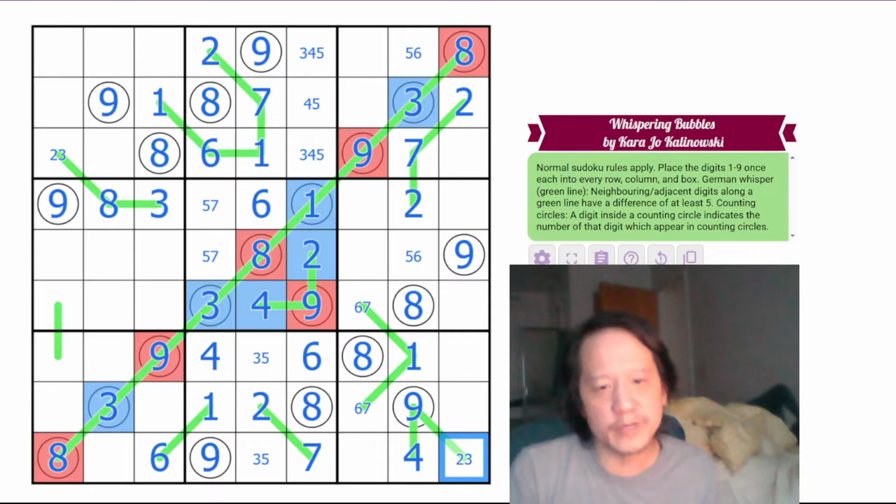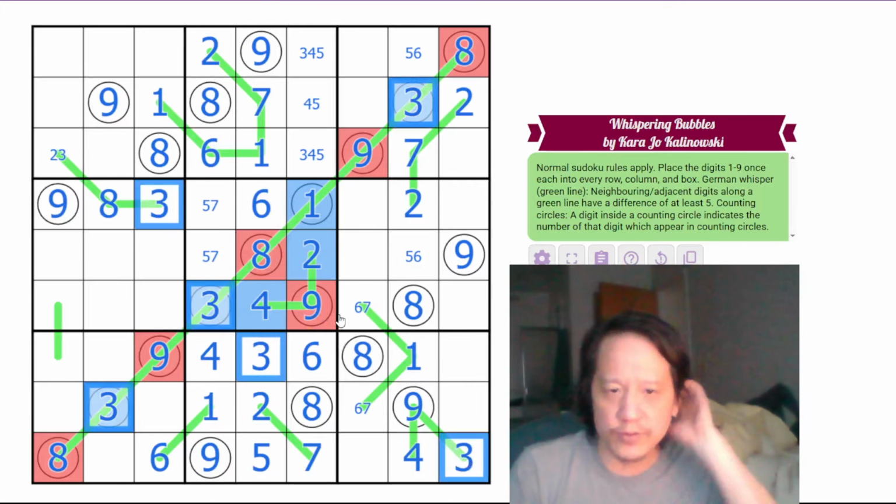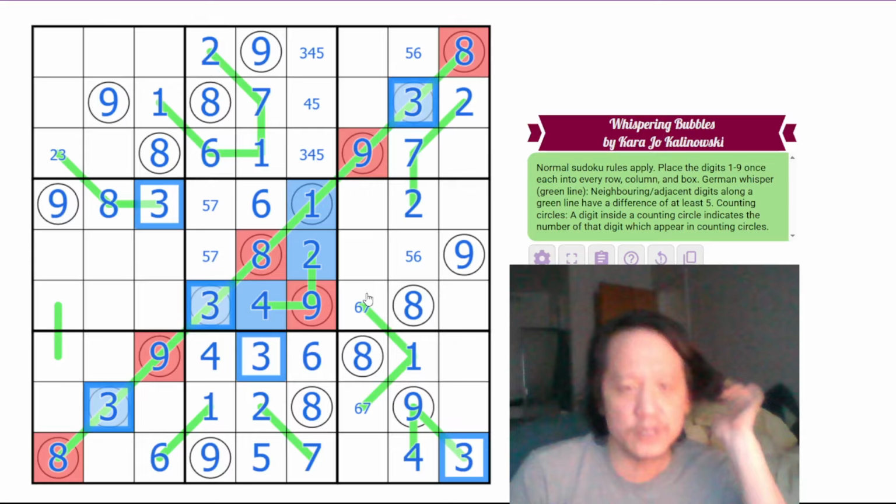This 2 eliminates 2 here, so that's 3. 3 eliminates 3 here, which makes that 5, which makes that 3. We celebrate the 3 in the corner because we know we're getting close to solving it.